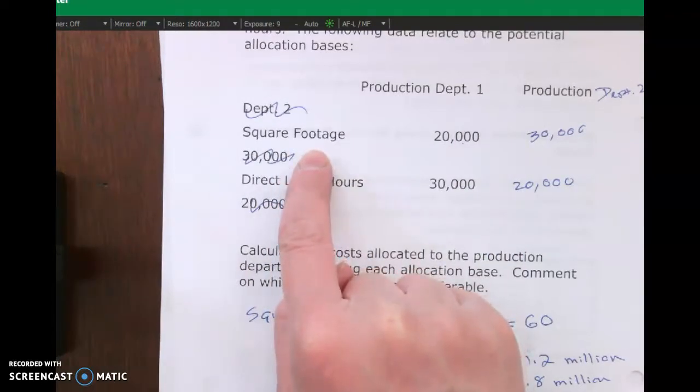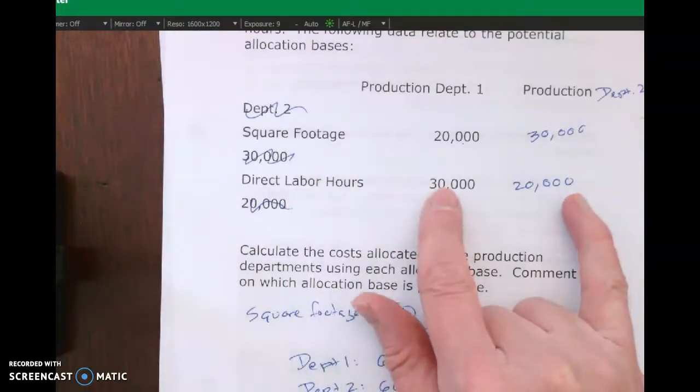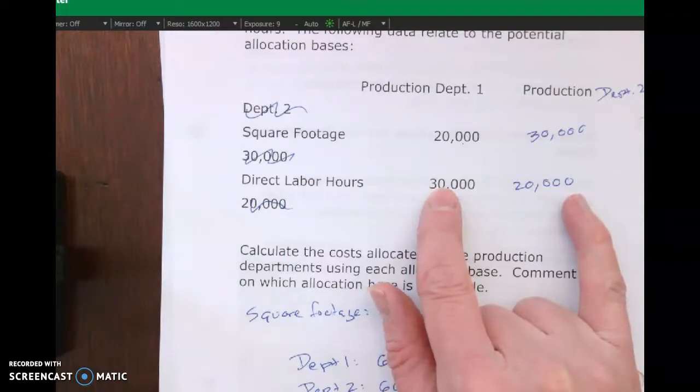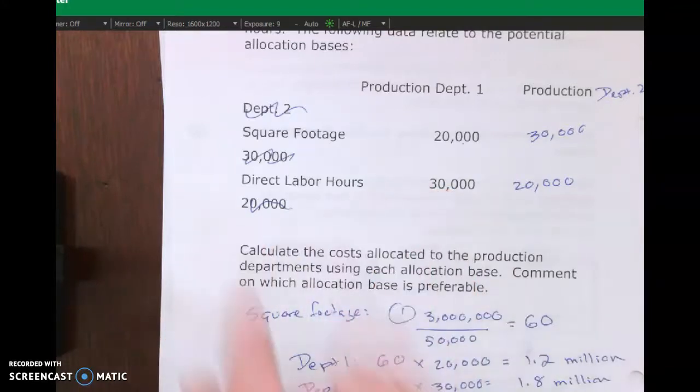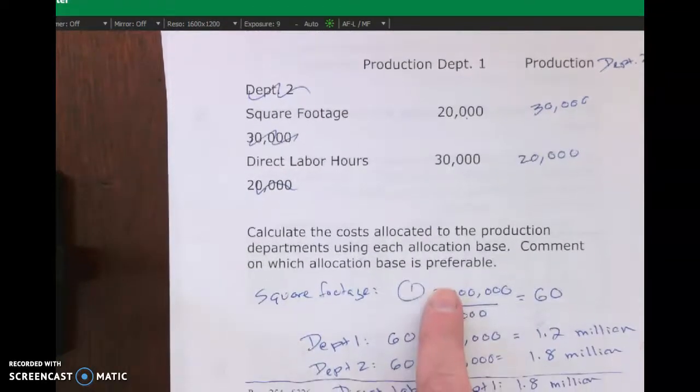If that's true, that would be square footage. On the other hand, if it's labor hours in these two departments, which would imply more employees, or employees working more, if that's what's driving the maintenance department costs, then we should use direct labor hours. In this case, we're not given enough information to really make that decision. But when we think about which one is preferable, those would be the factors that we'd want to consider.